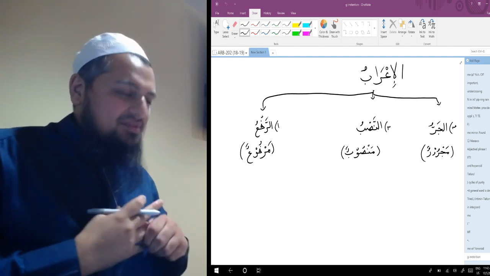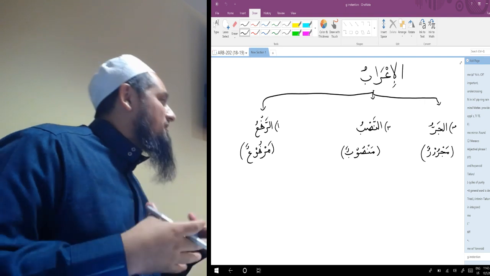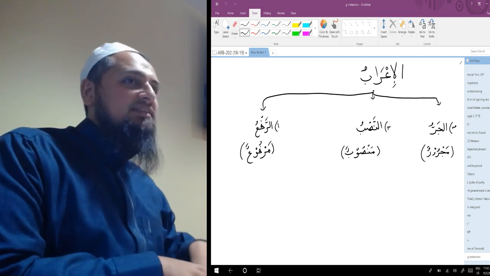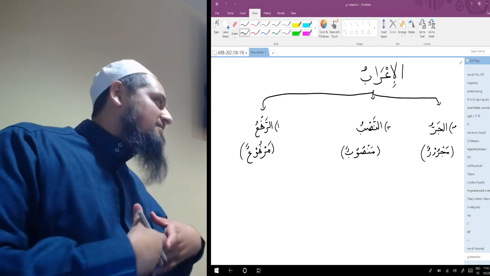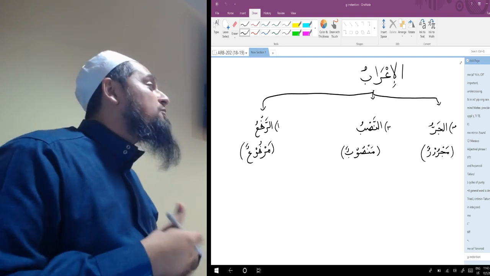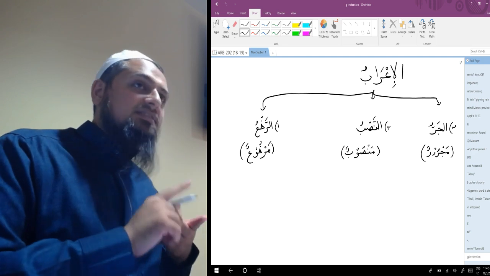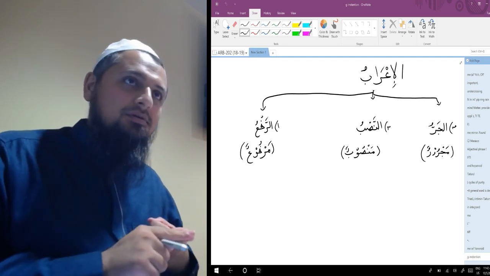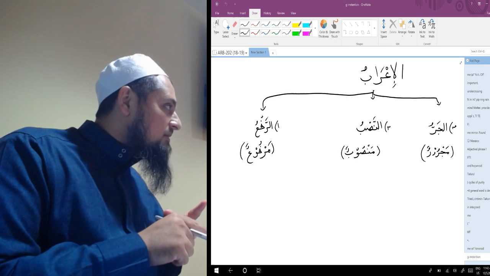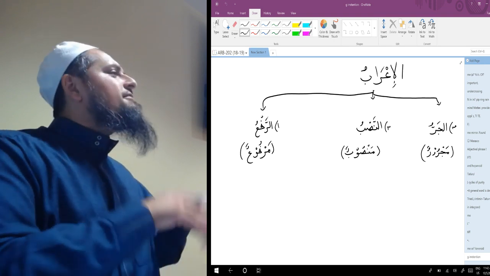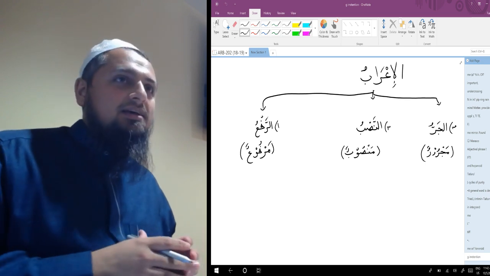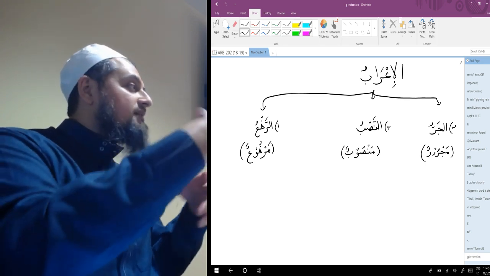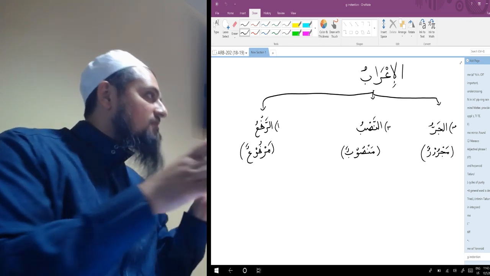All right. So a nice way to understand it is that the way he has it presented is the general case. And there are always going to be some exceptions. The general rule is that the subject of a sentence is going to be marfu' and the doer is going to be marfu', and the default of all words is marfu'. That is the default state, meaning if there's nothing acting upon that word, it's always going to be marfu'.